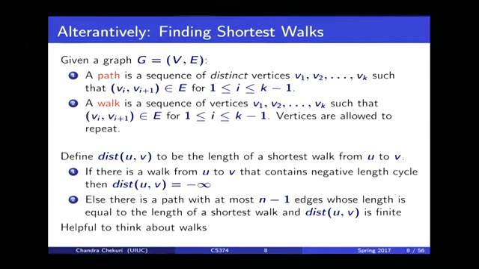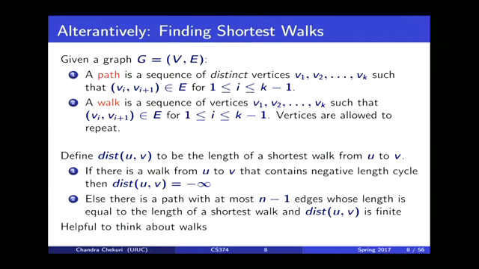More precisely, just to make sure that we are on the same page, a path doesn't allow you to repeat vertices, while a walk allows you to repeat vertices. So we are now only interested in shortest walk lengths, not shortest path. We allow walks. Now, what is the shortest walk length between S and T? Well, there are two cases. If there's a negative length cycle that I can visit many times and go to T, then clearly the shortest walk length is minus infinity.